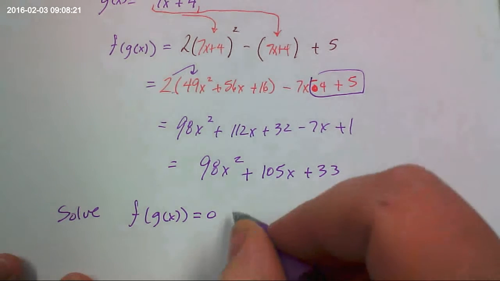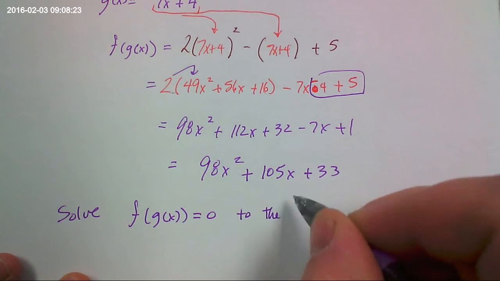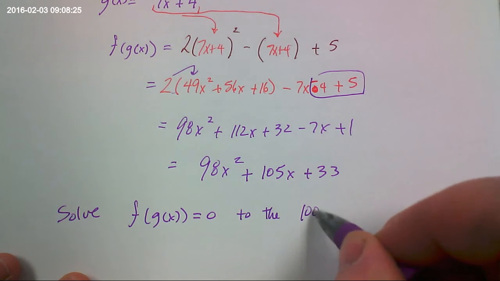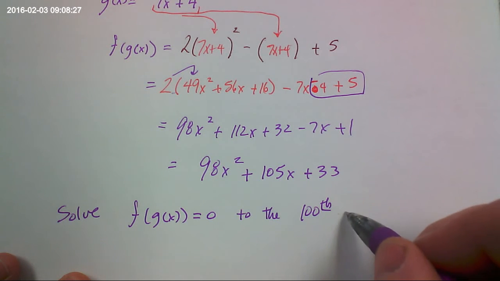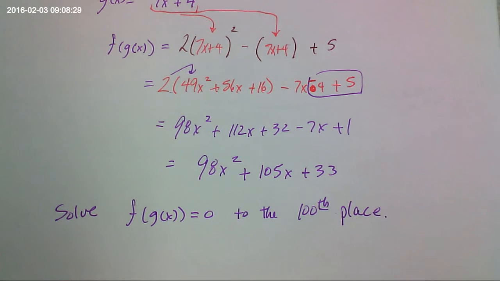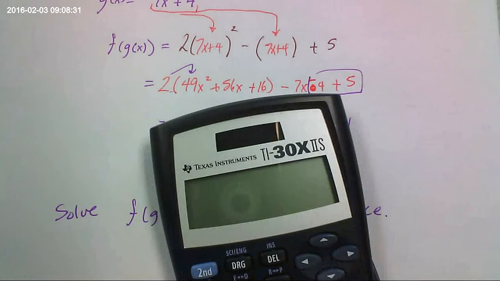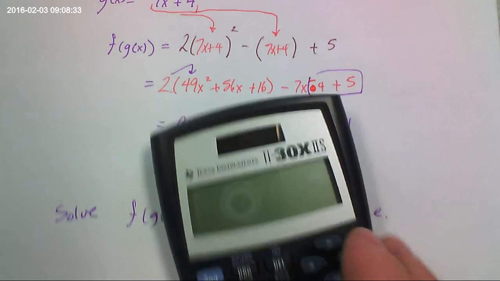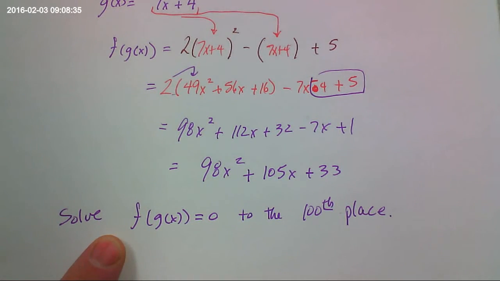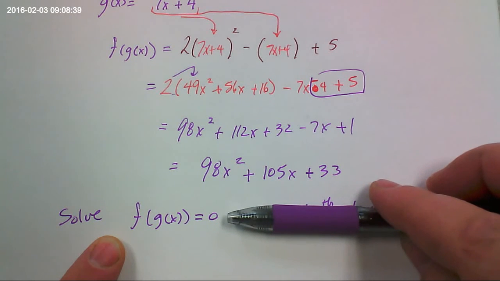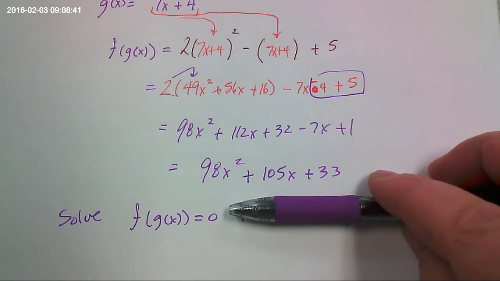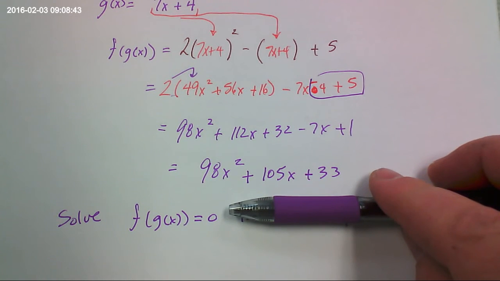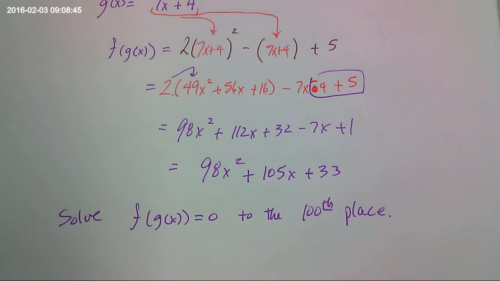But if it said this to the hundredths place, then you would have to use the quadratic formula and calculator, which means that that would be a paper 4 problem. Do you know what I mean? Because you'd use a calculator. But if it only said this, then it's probably factorable, and that would be a paper 2 problem. No calculator. Preguntas? Okay. Yeah.